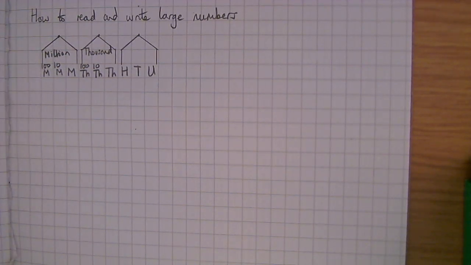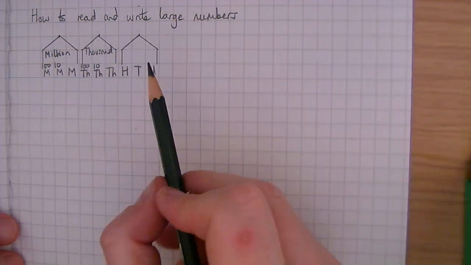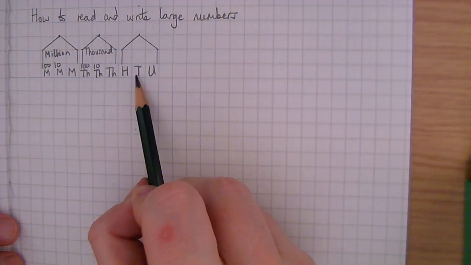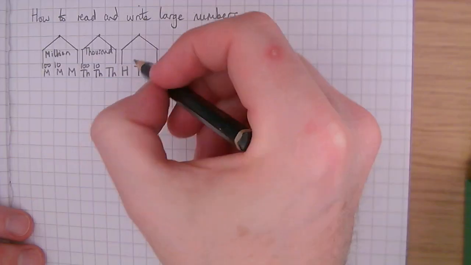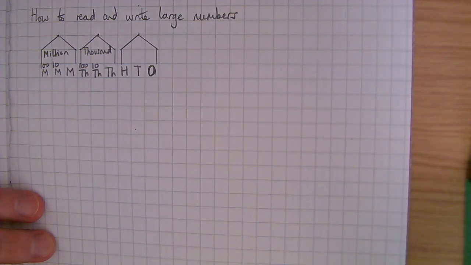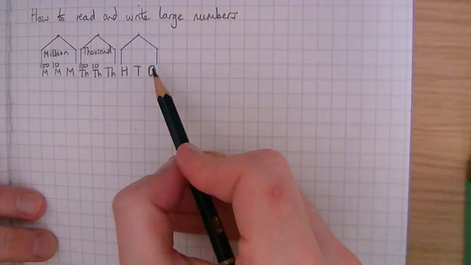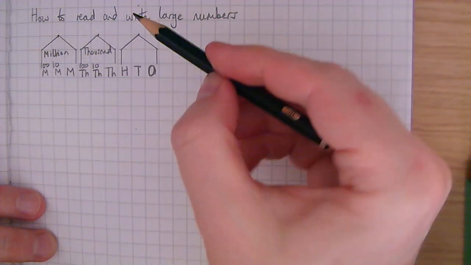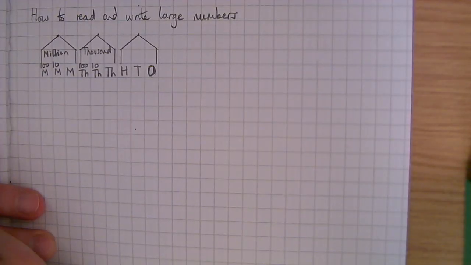How to read and write large numbers. I've written out the place value labels here, and we're not going to call this units, we're going to call these ones. And we've got ones, tens and hundreds, so that's the name of the first group of numbers, and I'm going to call each group a house of numbers, and this house has no name.